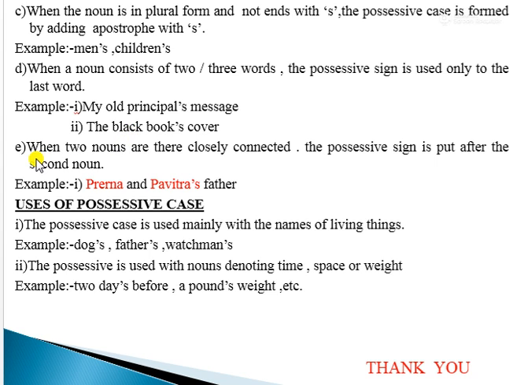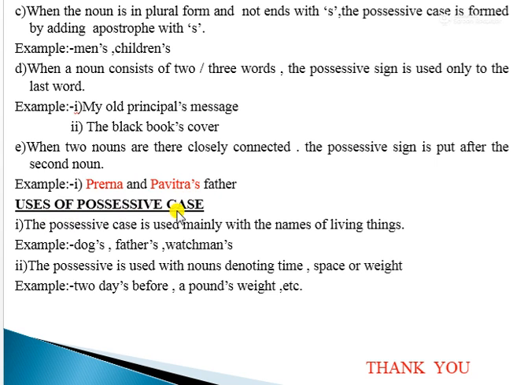Next one, when 2 nouns are closely connected, the possessive sign is put after the second noun. For example, Prerna and Pavitra's father. Here there are 2 nouns, closely connected, and the apostrophe comes after the second noun.